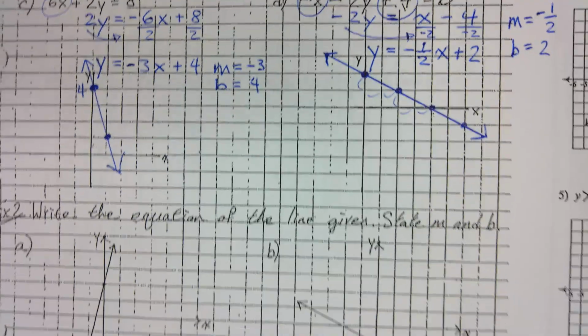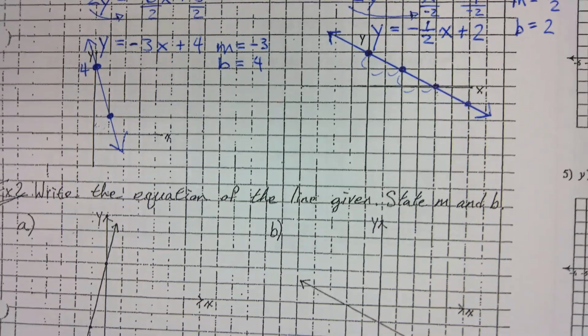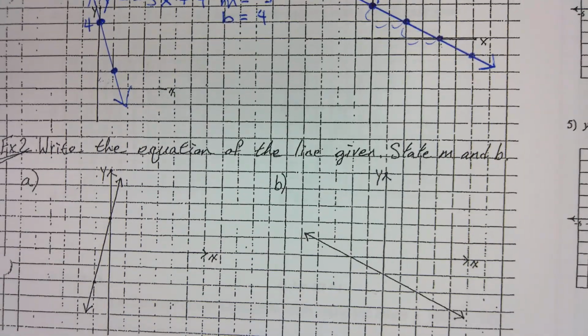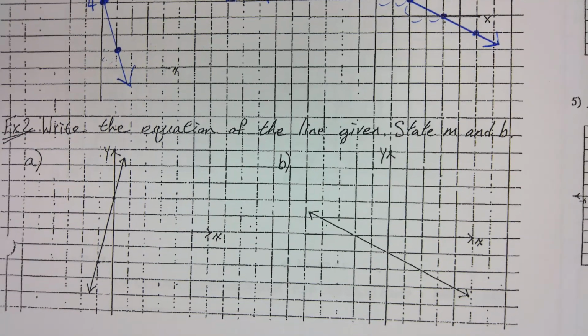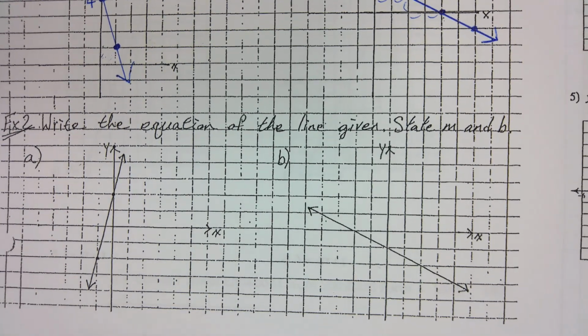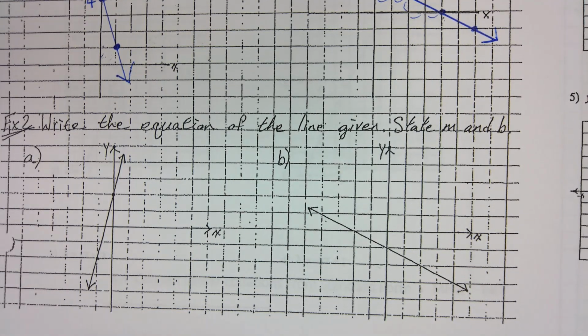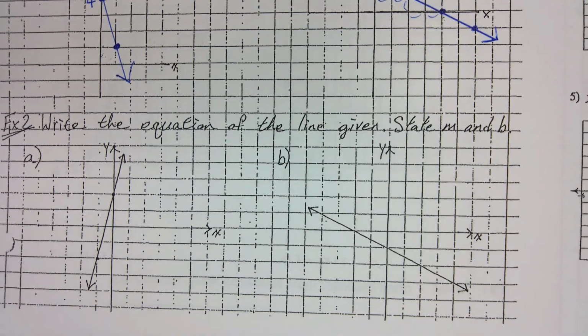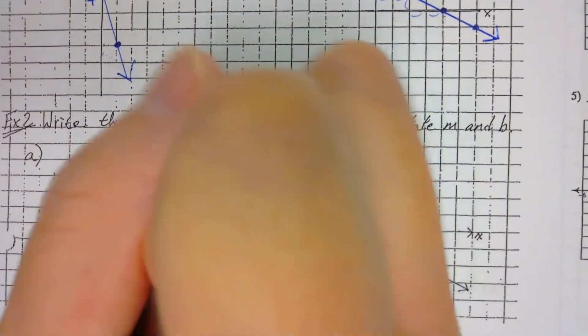Okay, last two examples. Now, what's different in example 2? What's the question asking you to do? Right, so it's asking you the opposite. So now I'm giving you the line and I want the equation.